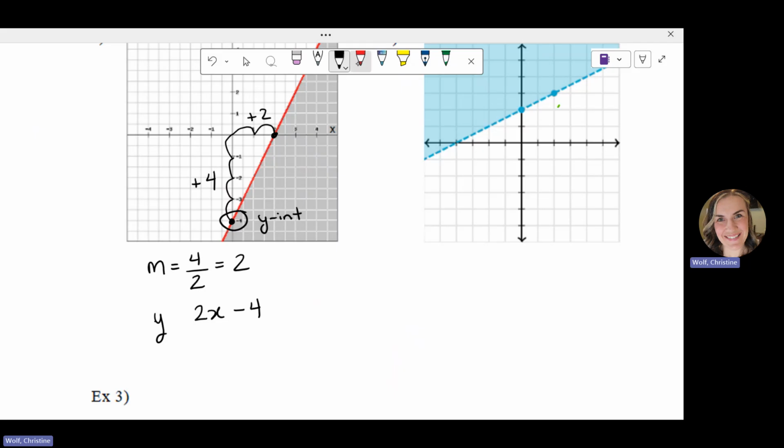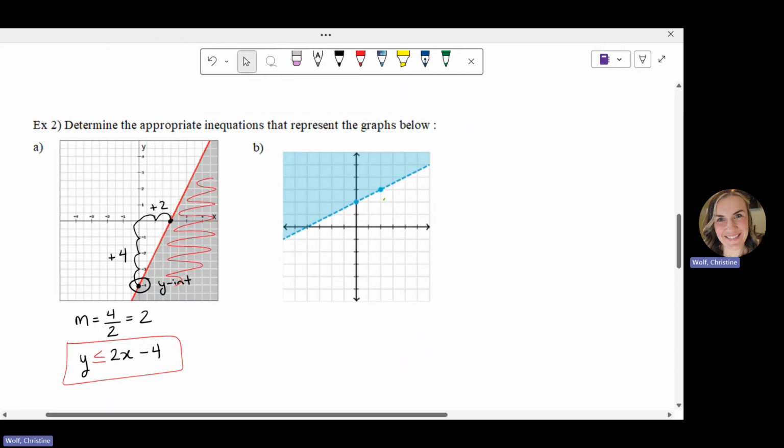And now I've got to figure out what goes here. I see I have a solid red line, so I know I'm going to have an equality symbol. And then if I look here, this shaded region is underneath or below my line. That means less than. There we are. Done. Okay. One more like this.